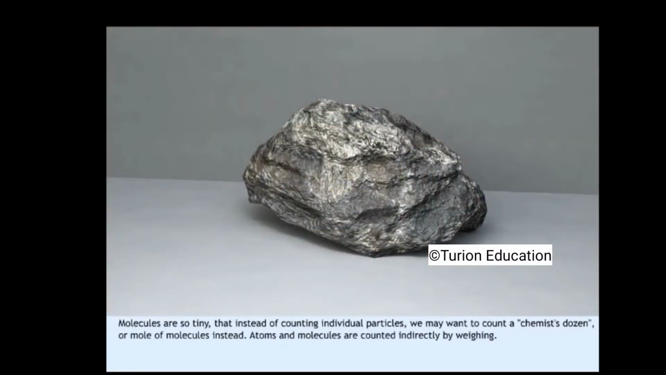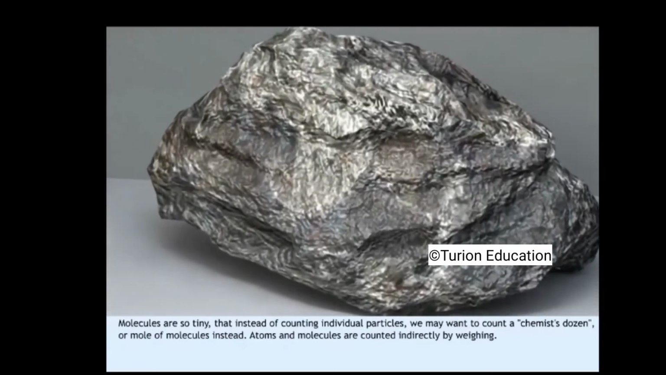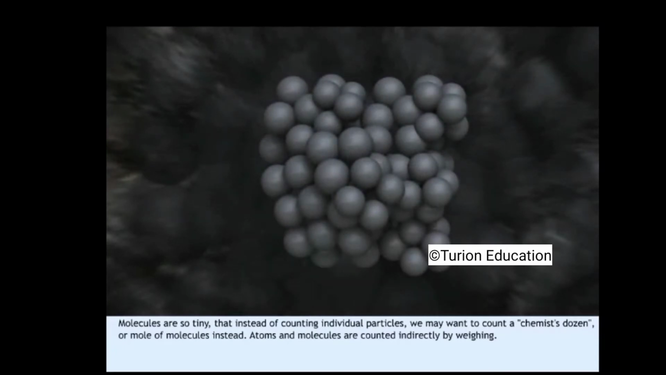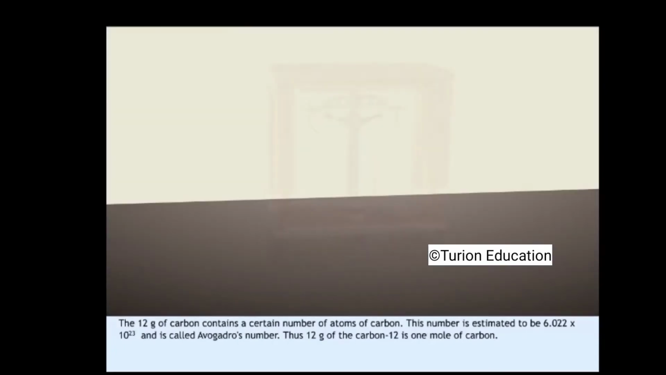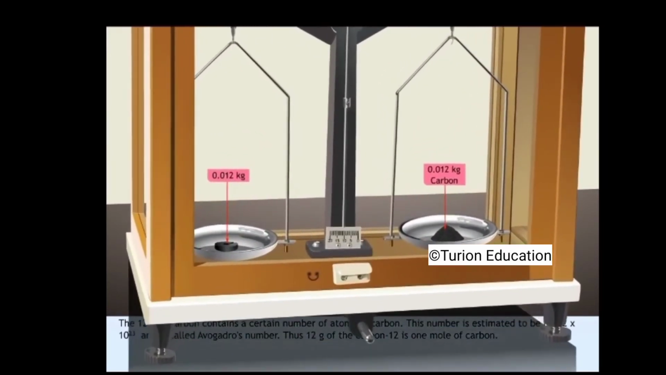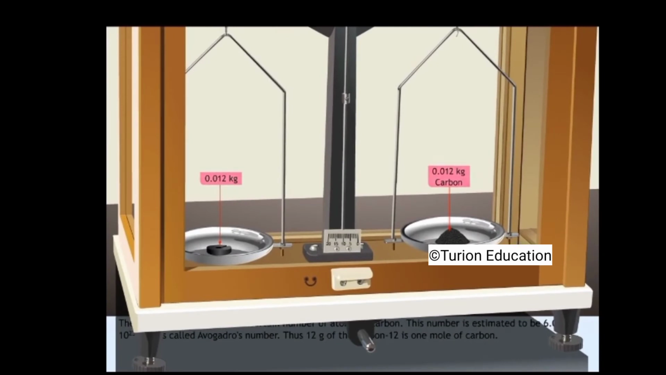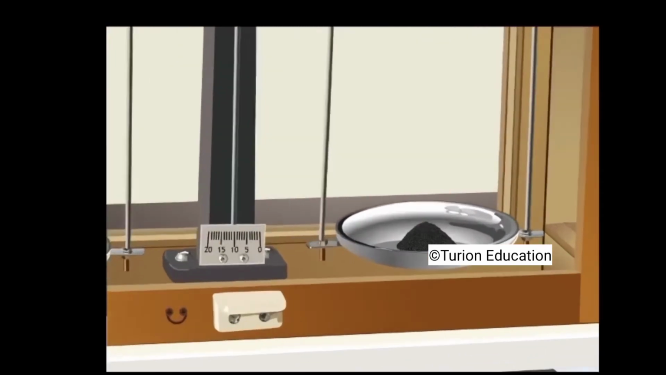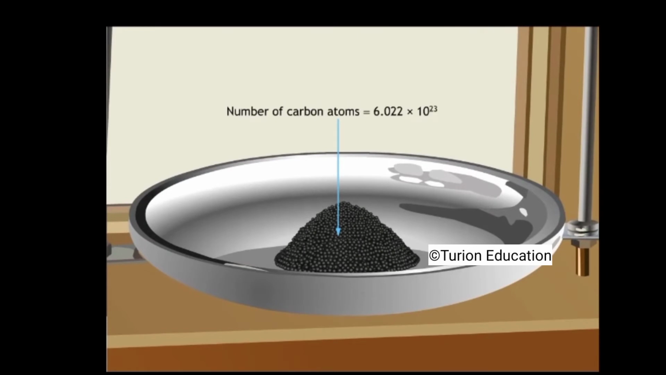Molecules are so tiny that instead of counting individual particles, we may want to count a chemist's dozen, or mole, of molecules instead. Atoms and molecules are counted indirectly by weighing. The 12 grams of carbon contains a certain number of atoms of carbon. This number is estimated to be 6.023 into 10 raised to 23 and is called Avogadro's number. Thus 12 grams of carbon-12 is 1 mole of carbon.